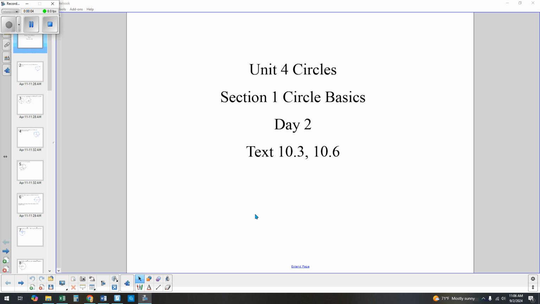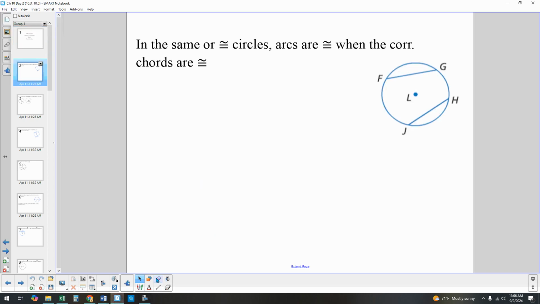This is lessons 10.3 and 10.6. In the same or congruent circles, arcs are congruent when the corresponding chords are congruent. What that means is, if I had two different circles that were exactly the same because they had congruent radii, if chord FG and chord JH are congruent, that makes arc FG and arc JH congruent. And the reverse is true. If arc FG and arc JH are congruent, then chord FG and chord JH are congruent.